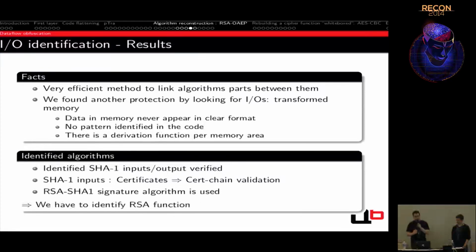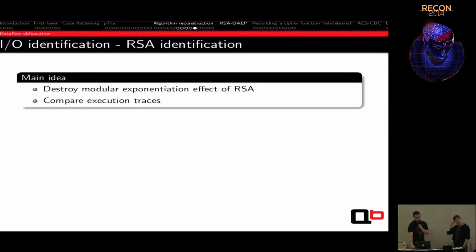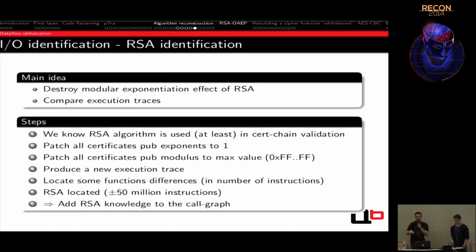So we have to identify in our trace the RSA algorithm, in case it was reused. It's pretty important. To identify the RSA function, the main idea is to destroy the modular exponentiation computation of RSA and compute another execution trace. Here are the steps. We know that the RSA algorithm is used, at least in the certificate validation. So we patch all certificate public exponents to 1 to avoid the effect of exponentiation. We patch all certificate public moduli to the max value.